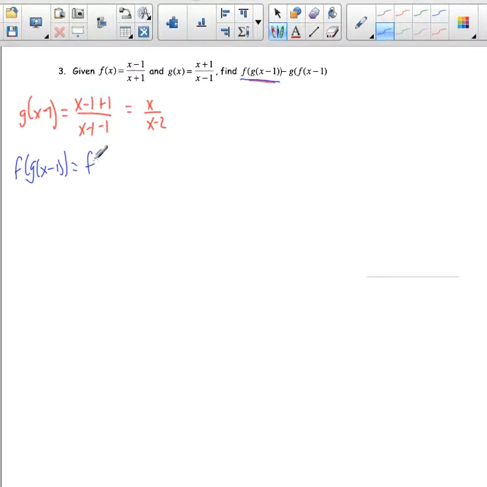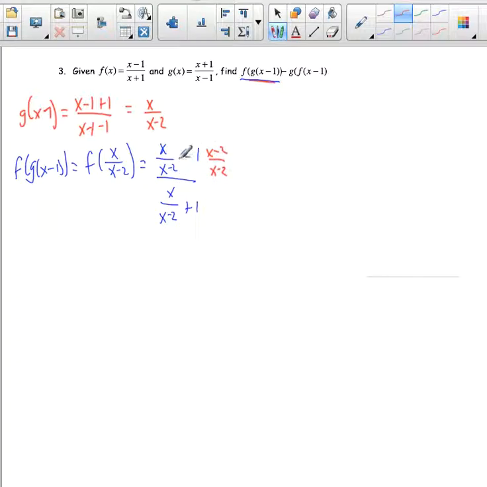So that's going to be f of x over x minus 2. Everywhere I see x in my f of x function, I'm going to substitute x over x minus 2. So it'll be x over x minus 2 over x minus 2 plus 1. I can simplify this complex fraction in more than one way. I'm going to simplify this by getting a common denominator separately in the numerator and the denominator.